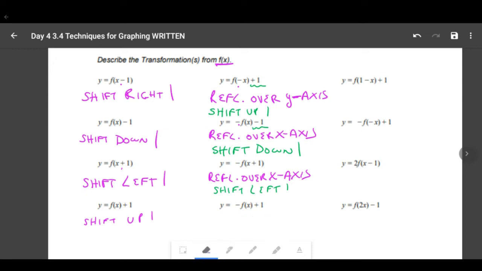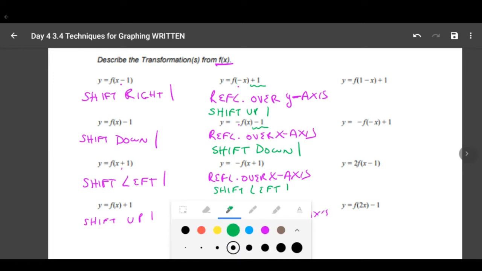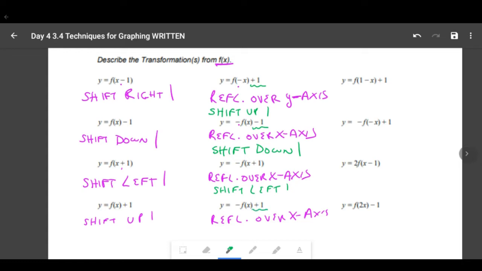Try that again. All right, I want to reflect over the x-axis. And then again, we'll do the green for the second part here, that +1. I am going to shift up 1. Okay, so there's that second column.